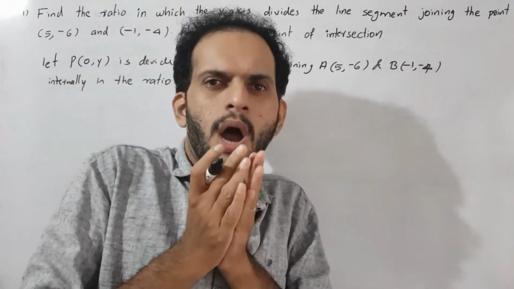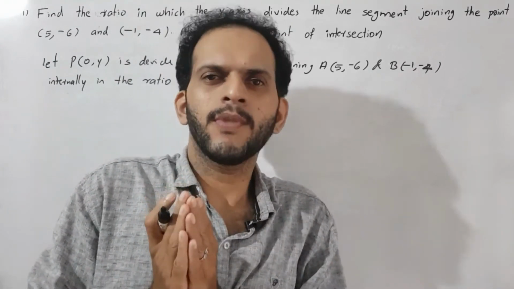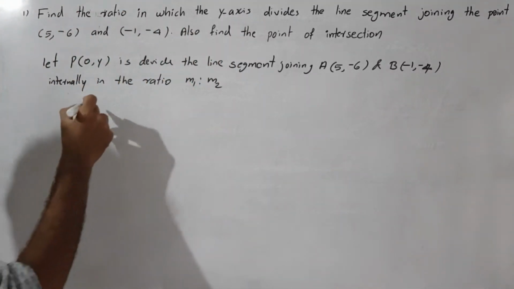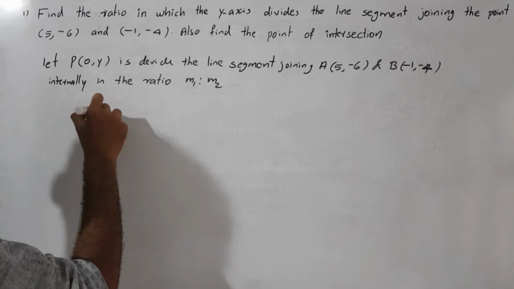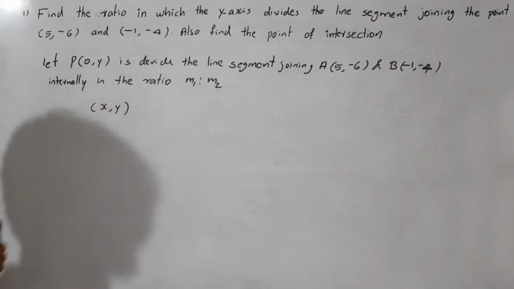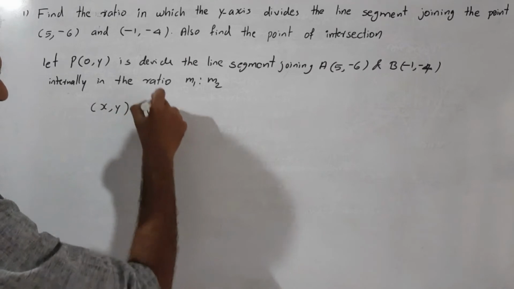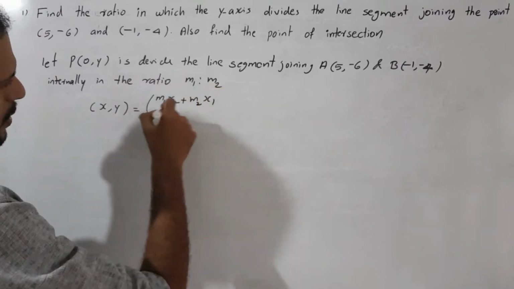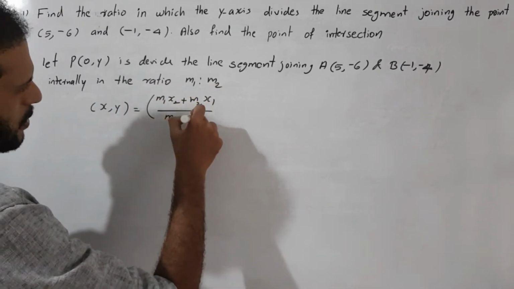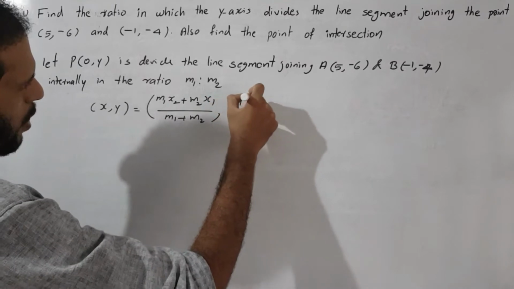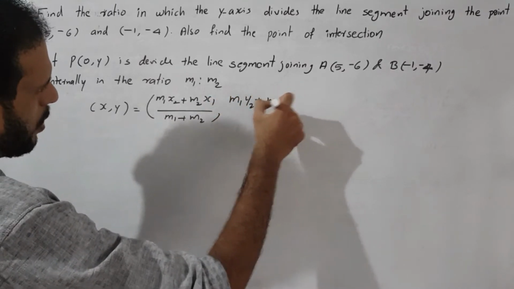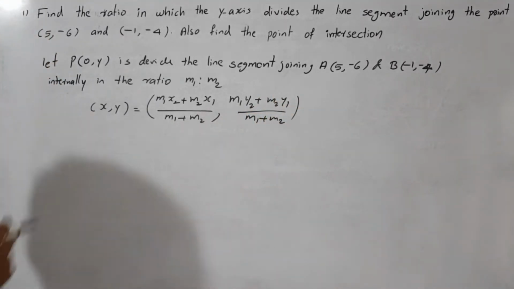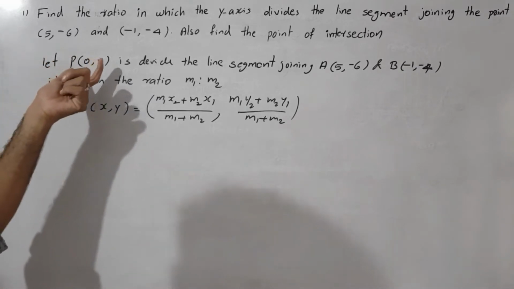So first we want to find the value of m1 and m2. Okay, we already know how to do that. So first we write the section formula: (x, y) is equal to ((m1 x2 + m2 x1) / (m1 + m2), (m1 y2 + m2 y1) / (m1 + m2)). Correct. So instead of (x, y), what is the coordinate here? The coordinate is (0, y).